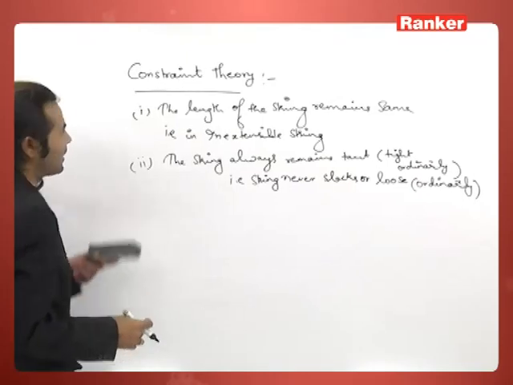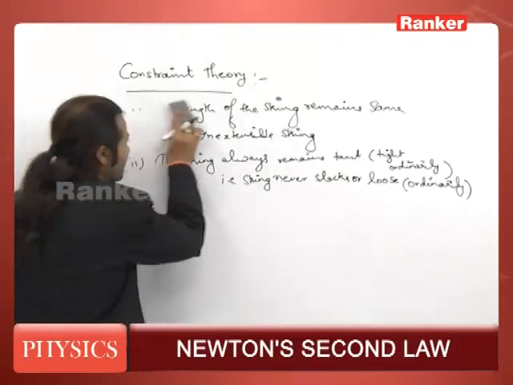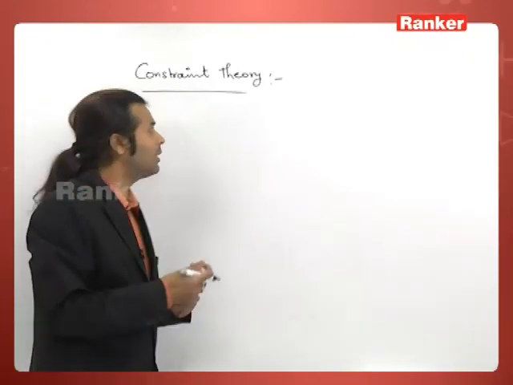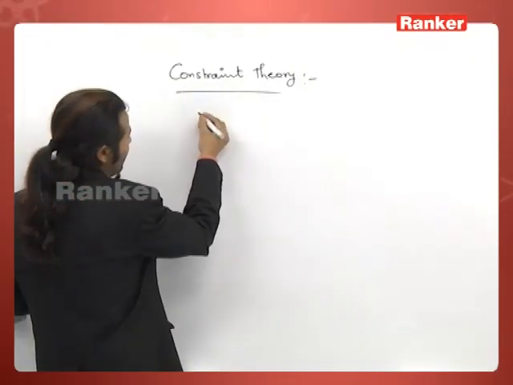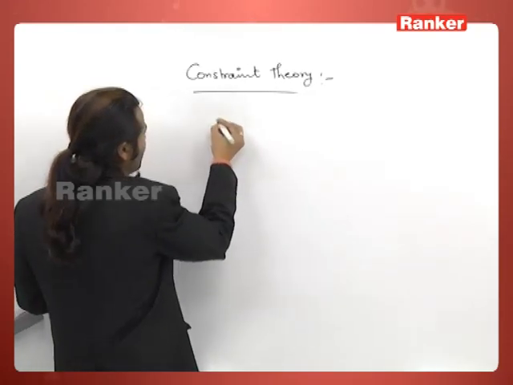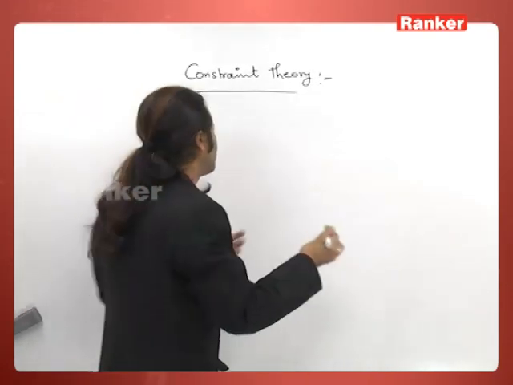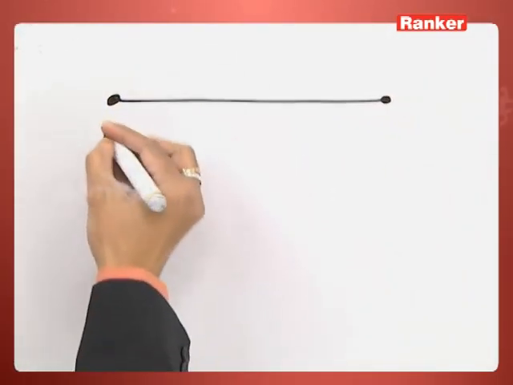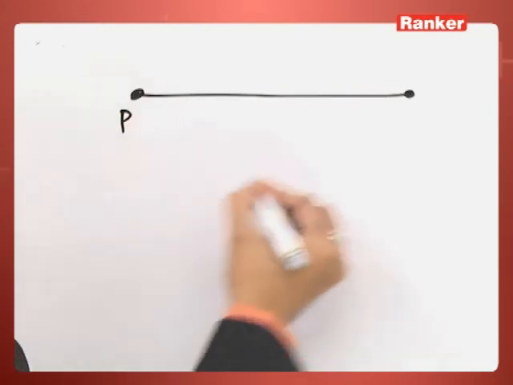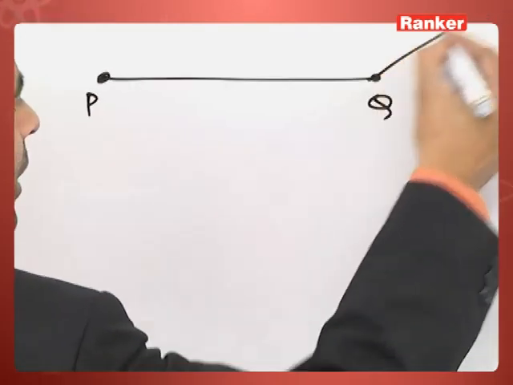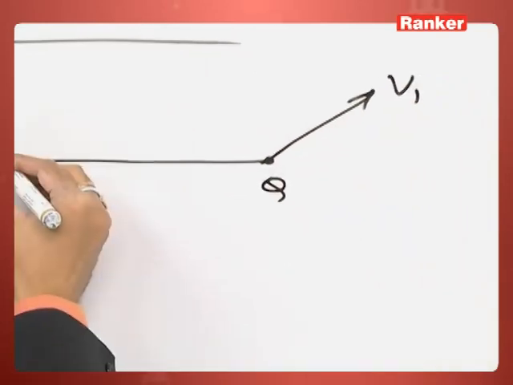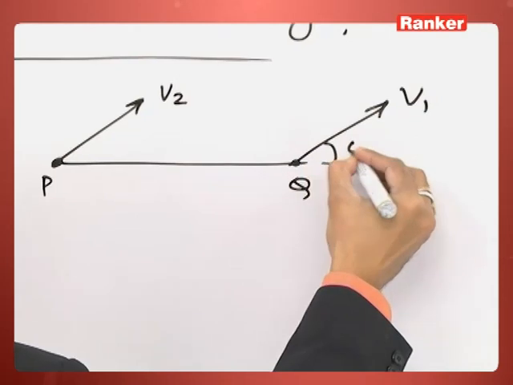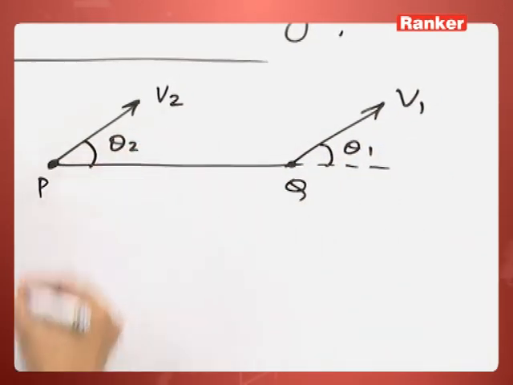Now let us give a simple example where we can have this constraint theory. Here I am teaching you this string constraint, that is, when the string becomes taut. Let us take an example. If this is a string and there are two particles, particle P and particle Q, and the velocities are like this, V1, V2. Let this angle be theta 1, let this angle be theta 2.